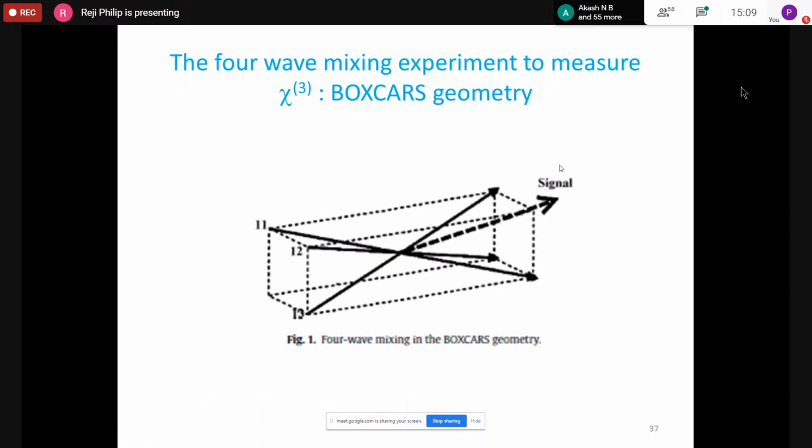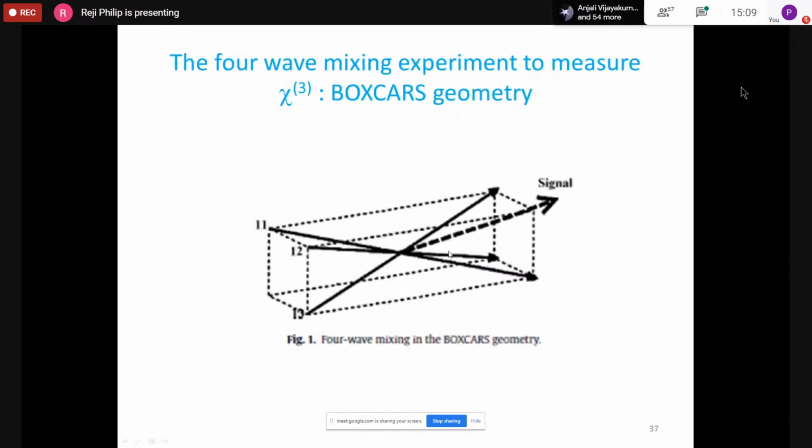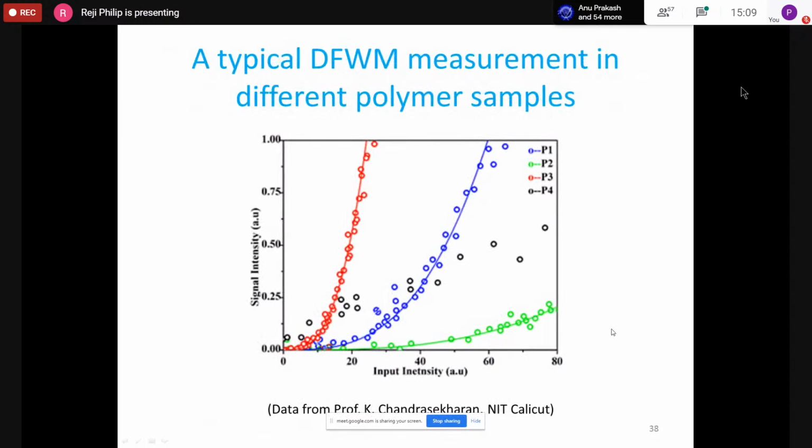And this experiment can be set up in another geometry also, which is called the boxcars geometry. The previous geometry is called the phase conjugate geometry, and this geometry is called the boxcars geometry. It can be done in either way, and this is the result. So you increase the input intensity of your laser beams, and then the signal intensity also increases like this. So you use the equation, and you get a fit on that, and from that fit you find out the value of chi3.